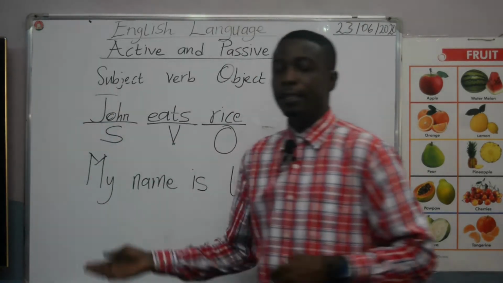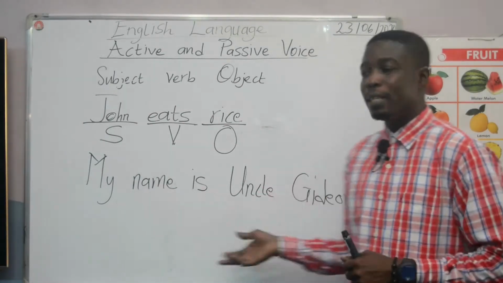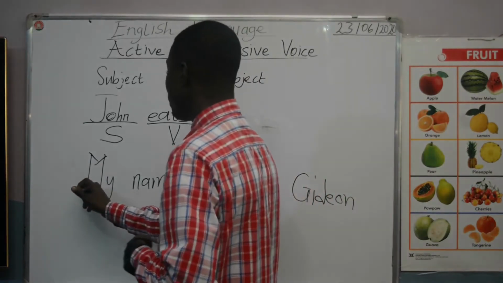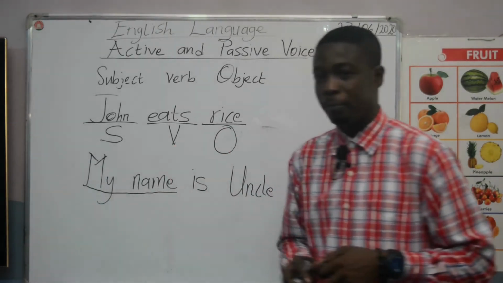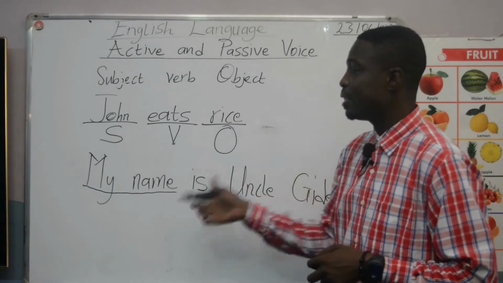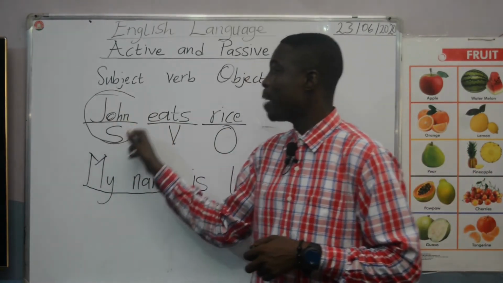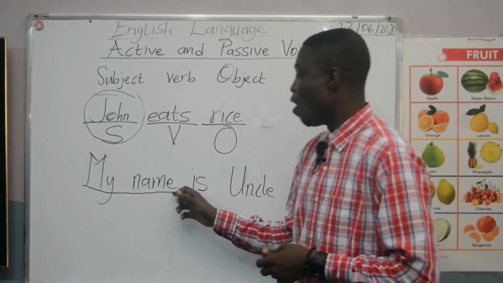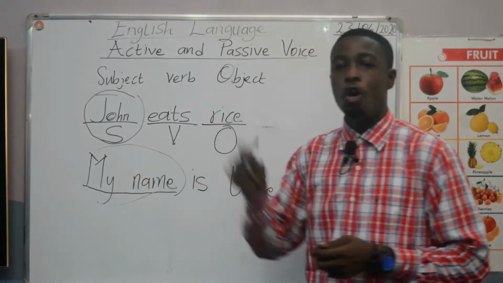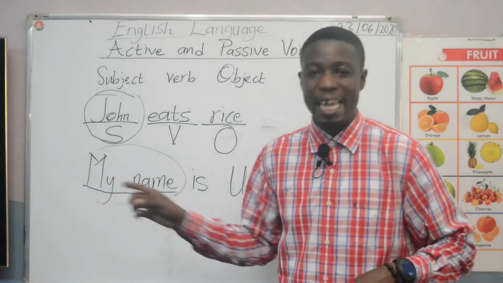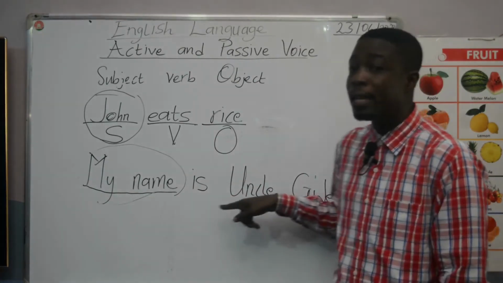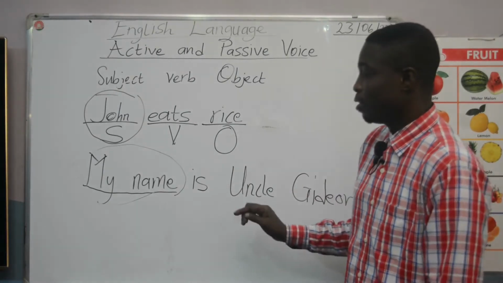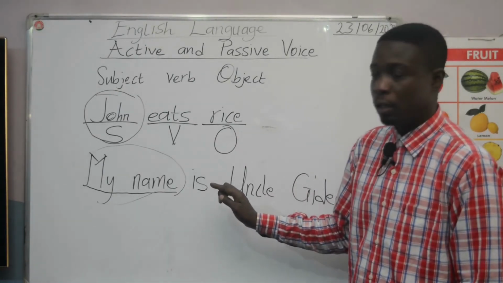Now let's take this sentence. My name being Uncle Gideon, in this sentence we are focusing on my name. Just as in the first sentence, the focus depends much on the subject. Here, our focus is on the my name and not the actual name. That is the active voice. I believe you are following.